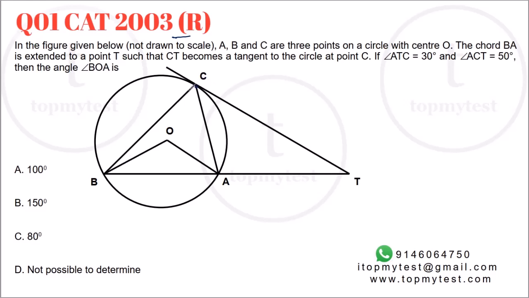But this need not be a right angle, because that would be a right angle only if this were the radius. This is a chord on the outside. Moving further, it says if ATC is equal to 30 degrees, ACT equals 50 degrees, then the angle BOA equals how much? Angle BOA: if this angle is 2x, this angle will be equal to x. You need to find the value of 2x, not x.